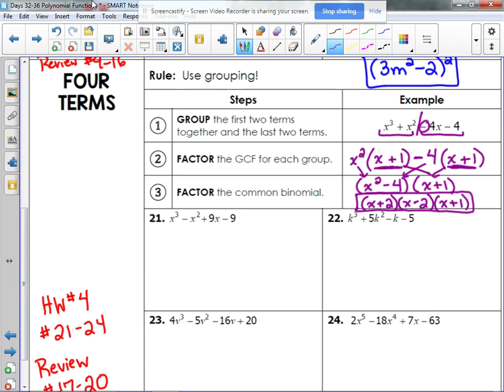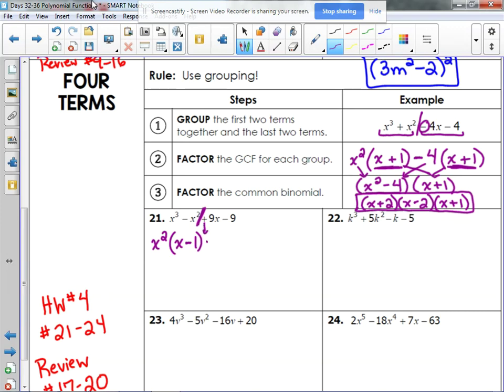Okay, so let's do number 21. Okay, split it up however you need to, draw a line, whatever you need to do. Okay, x cubed and x squared. GCF is x squared. When we pull it out, we've got x. This time it's minus 1 because it was a minus x squared.